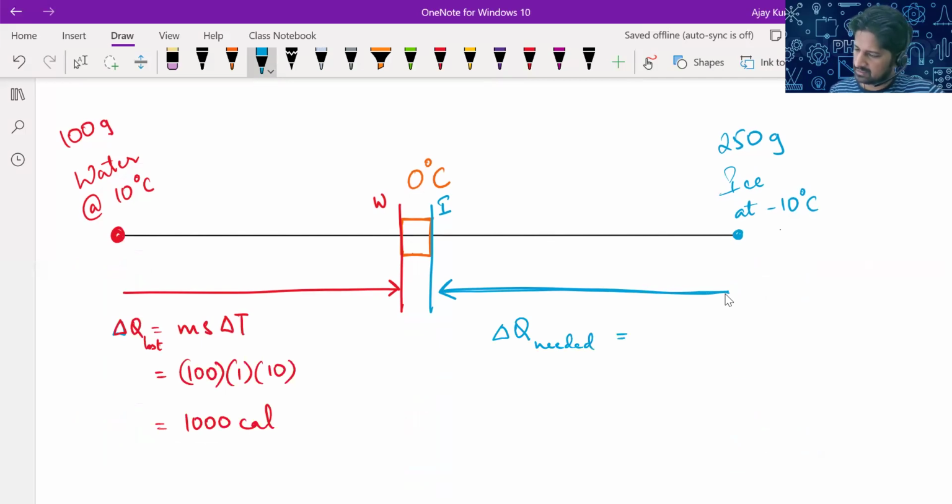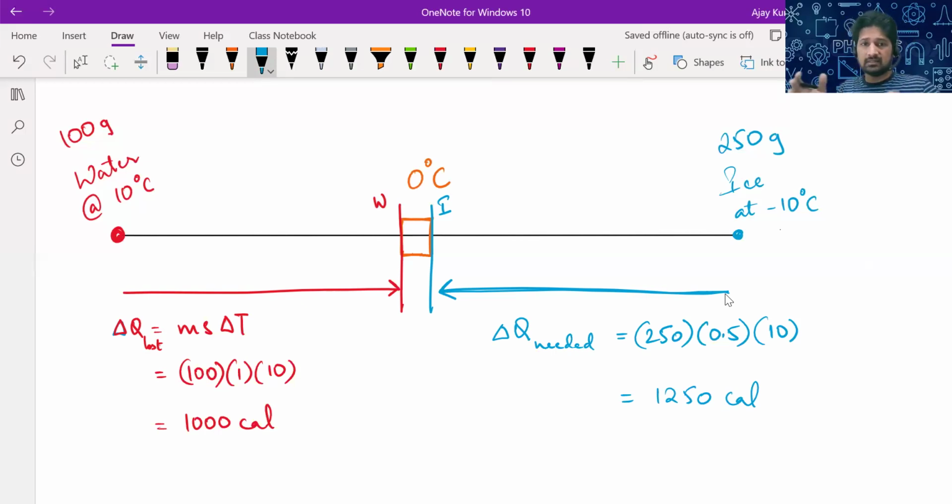Then the heat Q: the specific heat of ice is 0.5 calorie per gram per Celsius degree. Minus 10 to 0 is a change of 10 units. So 10 times 0.5 is 5, 5 times 250 is 1250. For this stage to complete, it requires 1250 calories.